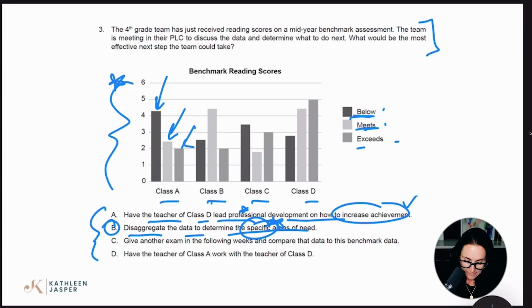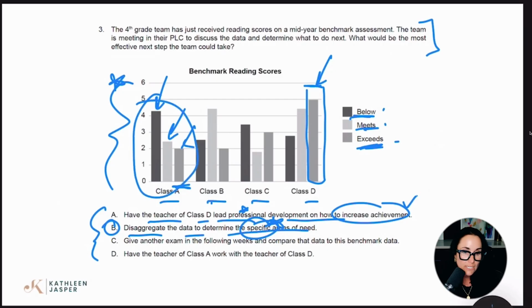And these kids here, you can see exceeds. They're doing very, very well. What skills are they doing well in? In class D, you can see whoever's teaching this class has way more exceeds. I'd like to disaggregate the data and figure out what that teacher is doing. Maybe I can apply that to my classroom over here with students who are having a hard time. So disaggregate the data is powerful. It's very important. B looks like it's my answer.